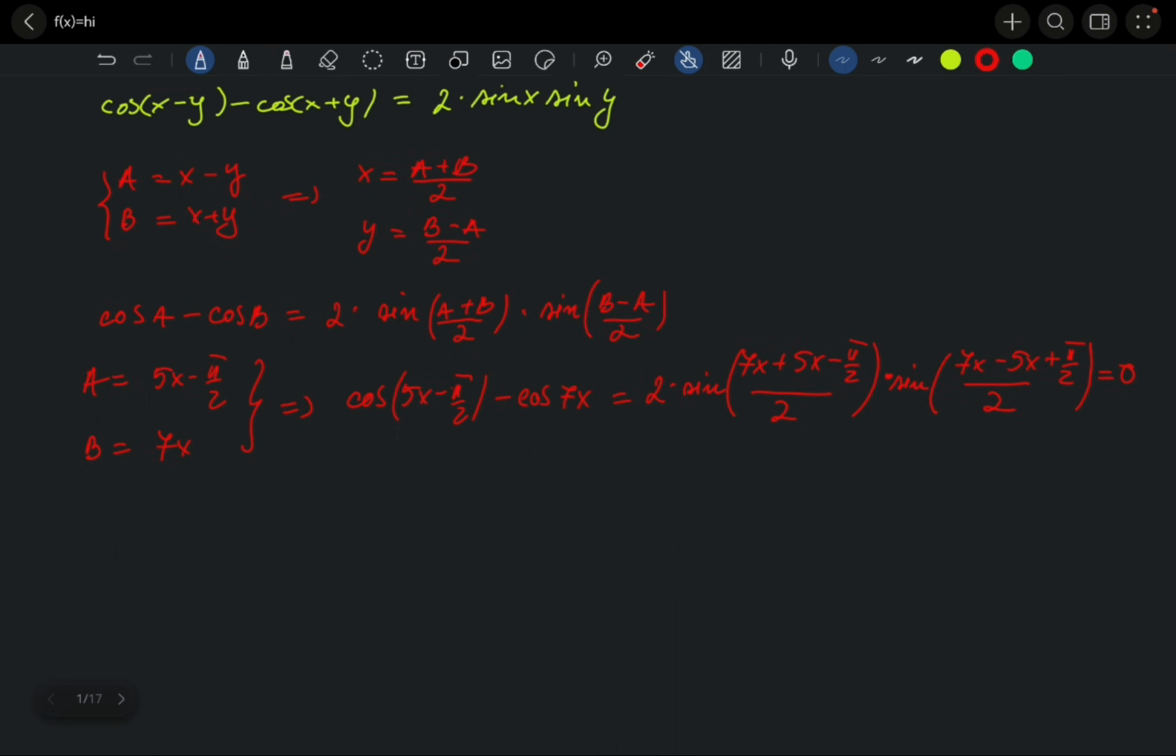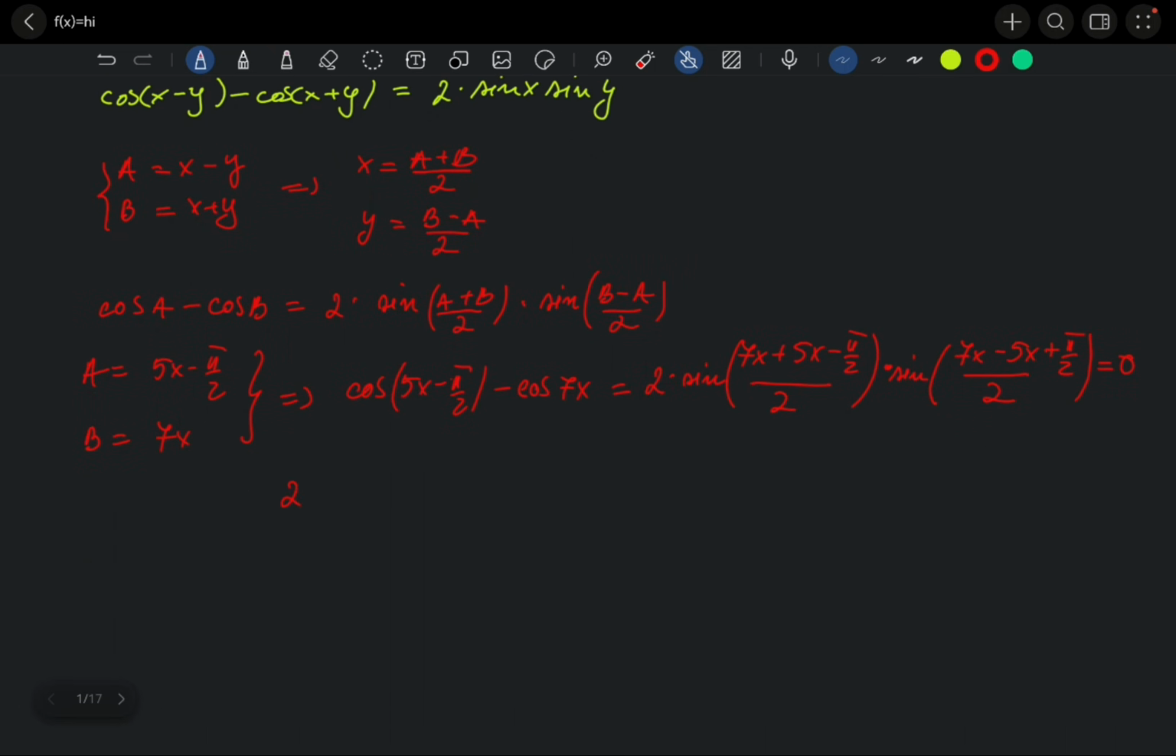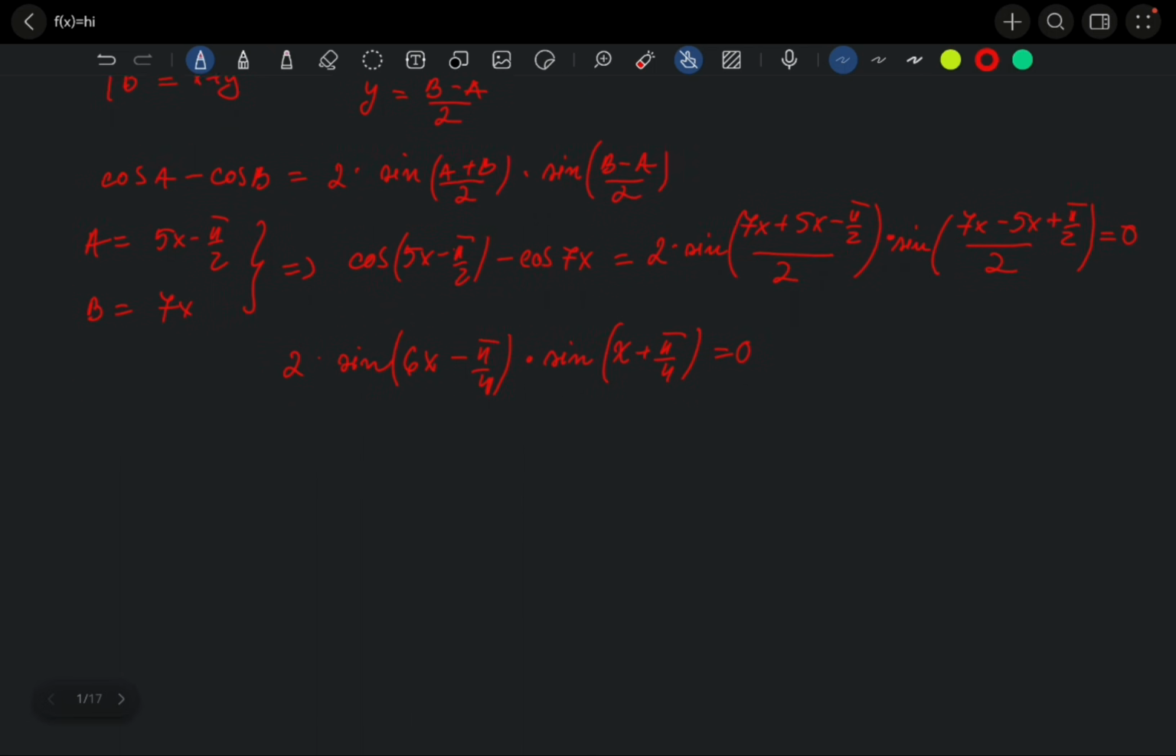So after simplification, we get that 2 times sine of (7x plus 5x) gives us 12x divided by 2 is 6, so 6x minus pi by 4, and times sine of (7x minus 5x) gives us 2x, divided by 2 gives us x, plus pi by 4. This must be equal to 0. Now we have two cases.